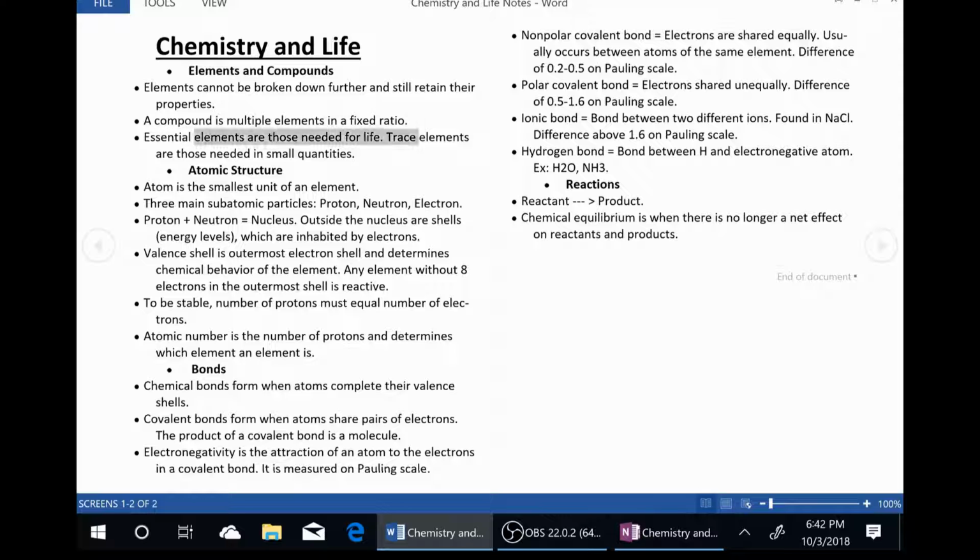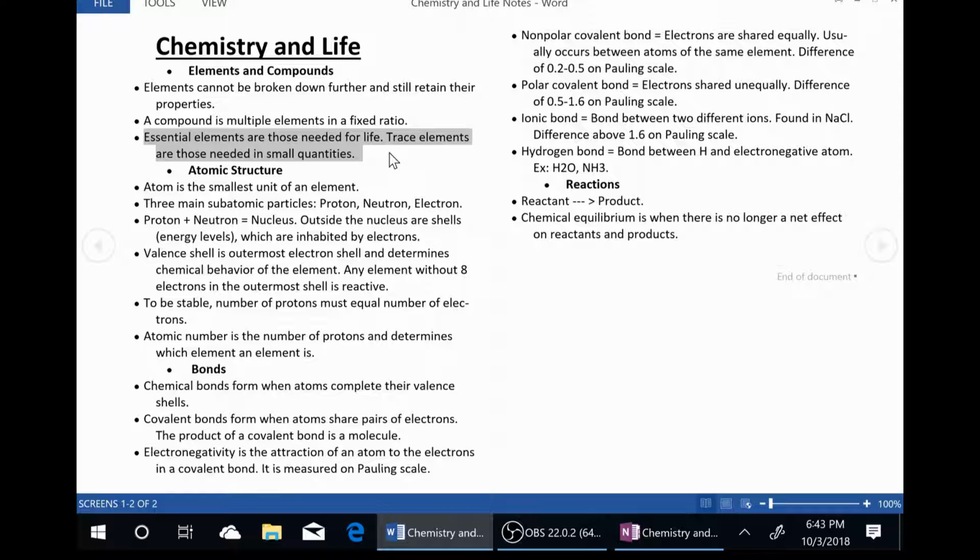So now let's talk about compounds. Compounds are multiple elements in a fixed ratio, and we see this all the time. For example, CO2, H2O, H2, O2, those are examples of compounds. Essential elements are elements which are needed for life, such as hydrogen, carbon, nitrogen, and oxygen perhaps. Whereas trace elements are needed in small quantities.